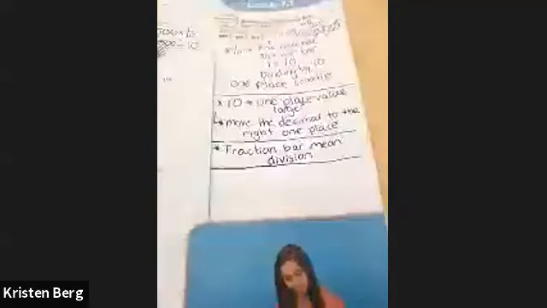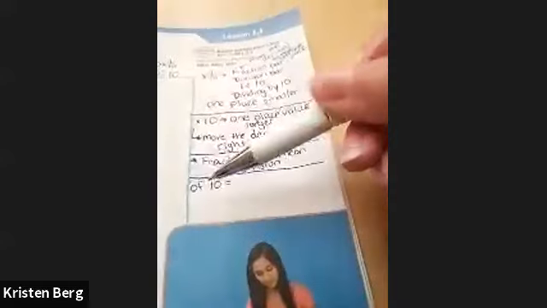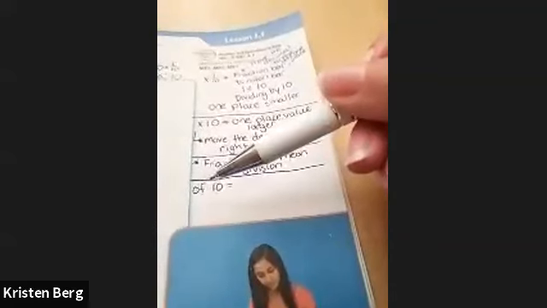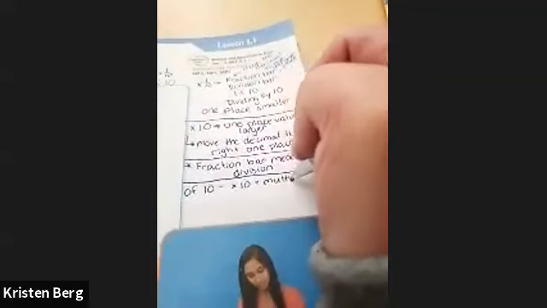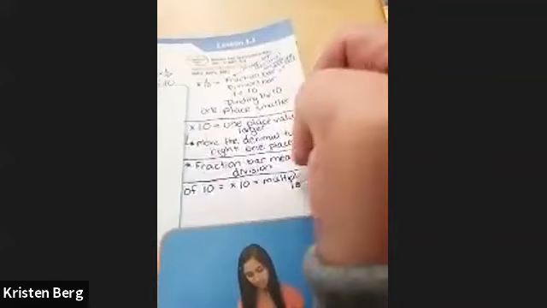Okay. And then the other thing that you are also going to be seeing today is you're going to see the word of 10. Now, of means multiply. So a lot of people don't know that. So basically that means multiply by 10. So in this case it means multiply by 10.